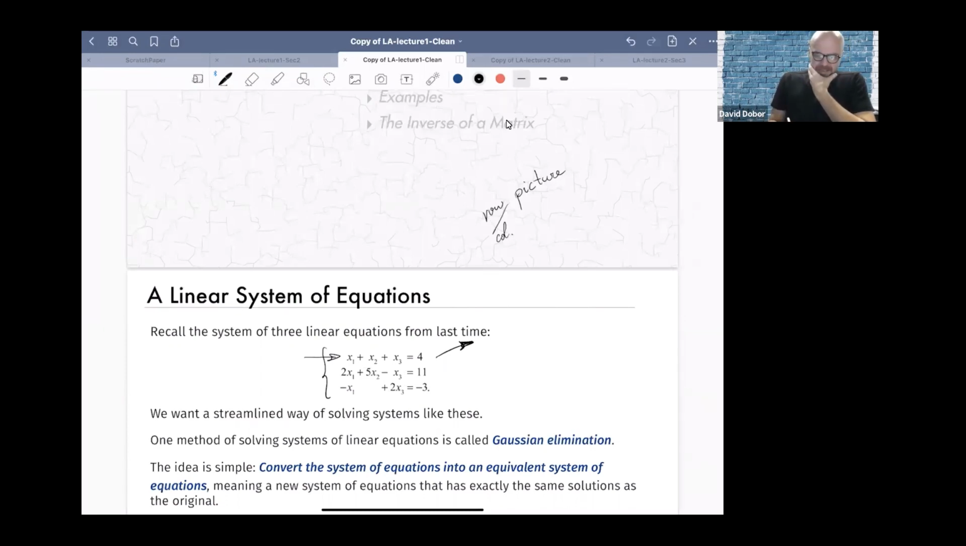These are planes in three-dimensional space. So each one of these equations represents a plane. We talked about the number of solutions that a system of linear equations can have. How many solutions can a system have?